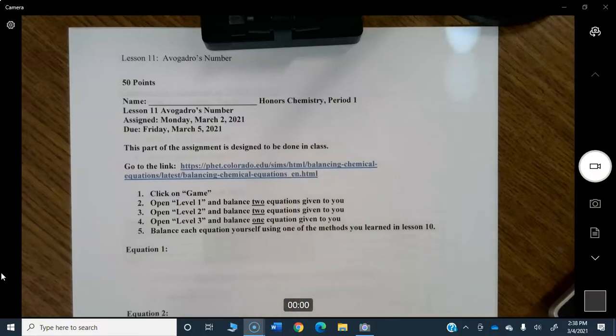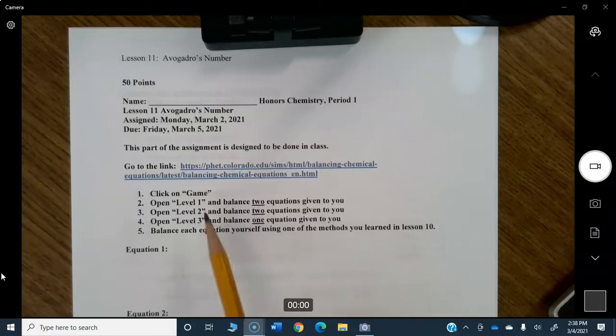What I want you to do is go to the one that this link will lead you to, which is balancing chemical equations. When you get in there, there will be two things you can click on. One of them says game, so you click on game, and that will pull up three levels: level 1, level 2, and level 3. Click on level 1, and it will give you a chemical equation, and you should write that equation down here. And then I want you to balance that equation.